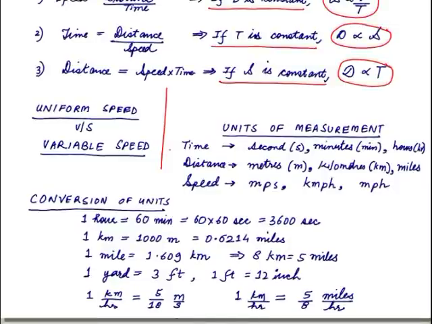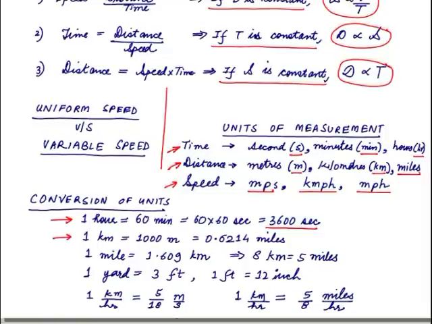Right, so we just saw that time can be measured in seconds, minutes, and hours. Similarly, we saw that distance can be measured in meters, kilometers, miles. And so naturally, speed can be measured in meters per second, MPS, kilometers per hour, kmph, or miles per hour, mph. Let us look at length on the conversion of units. 1 hour is equal to 60 minutes is equal to 60 into 60 seconds is equal to 3600 seconds.